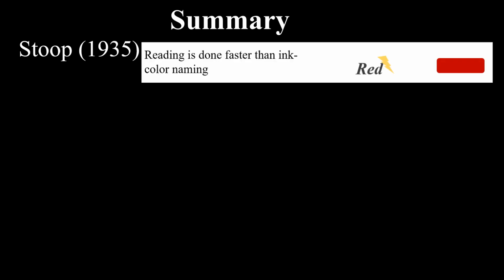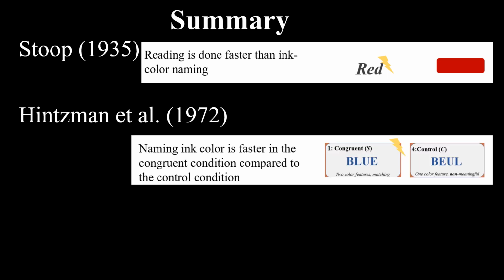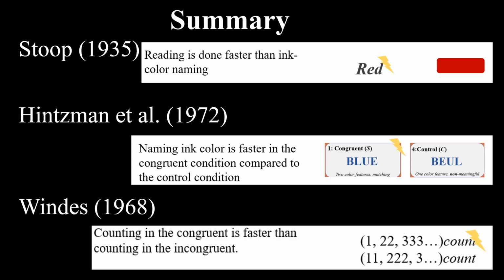So to summarize, Stroop found that reading is done faster than ink color naming. Heinzman found that naming ink color is faster in the congruent condition compared to the control condition because of the interference. And Windes showed that counting in the congruent condition is faster than counting in the incongruent condition.